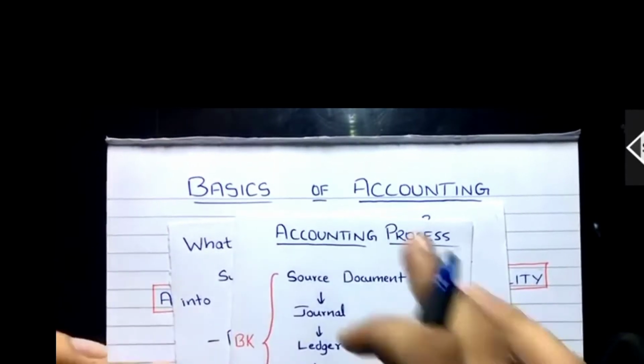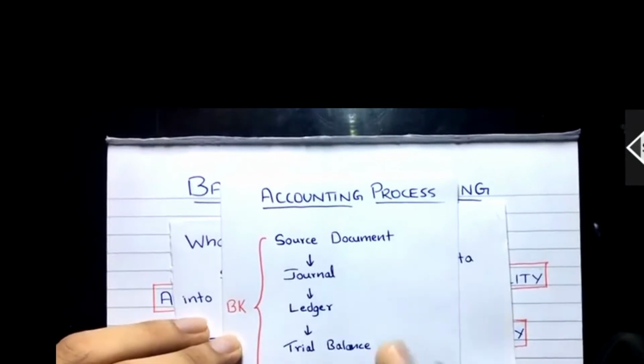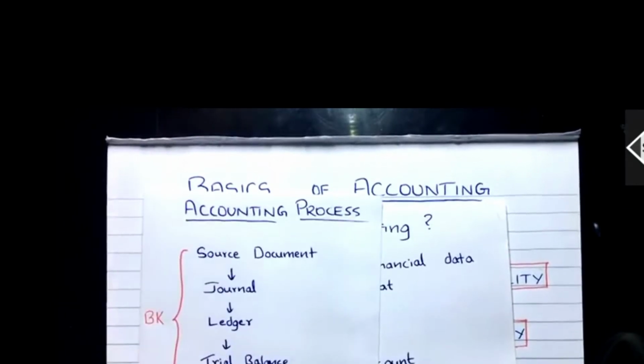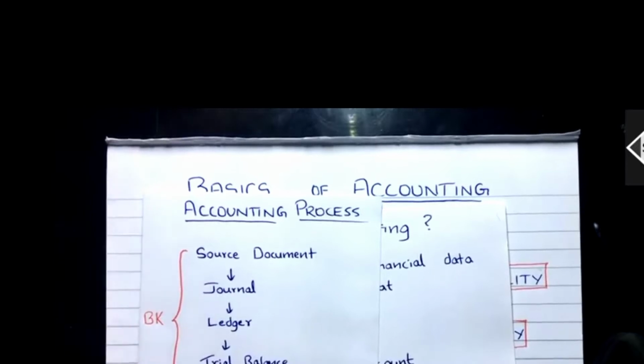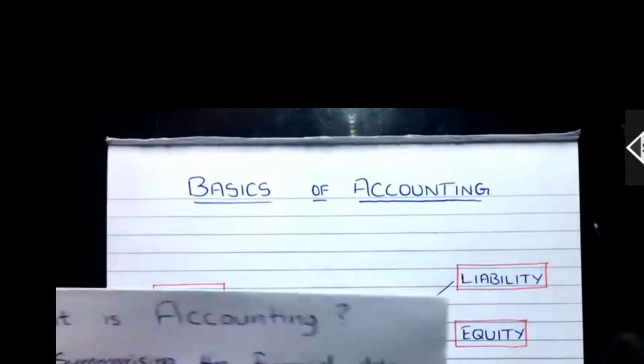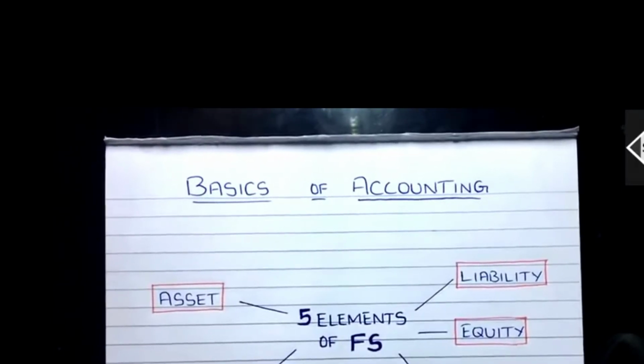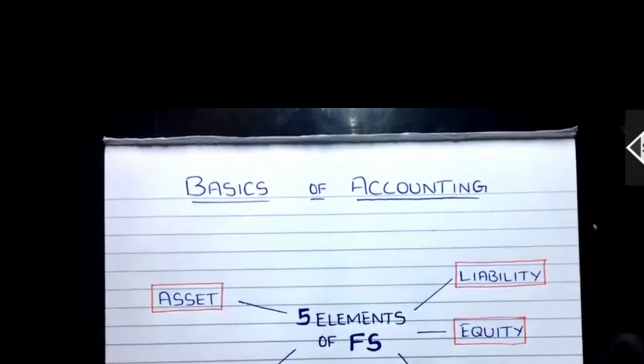So this was the accounting process, which takes a long time to do all this. All right, so this was the accounting process. Now we have to understand the elements of financial statement, right? So far we have understood the meaning of accounting and the accounting process. Now we have to understand the 5 elements of financial statement.